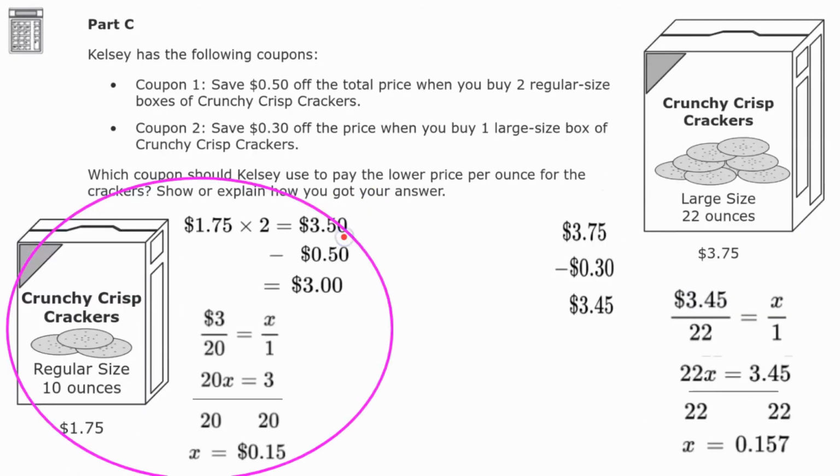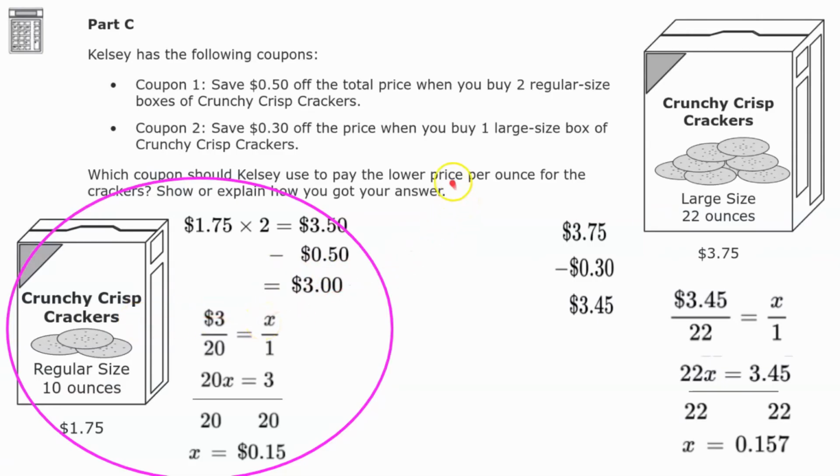Welcome back. So here we go. Our answer is the 10-ounce box, but this is how we got there. We know that we have $1.75 for 1 10-ounce box. We're buying 2 boxes. So $1.75 times 2 is $3.50. Says to take 50% off our coupon. So we're going to pay $3 using our coupon for 2 10-ounce boxes.